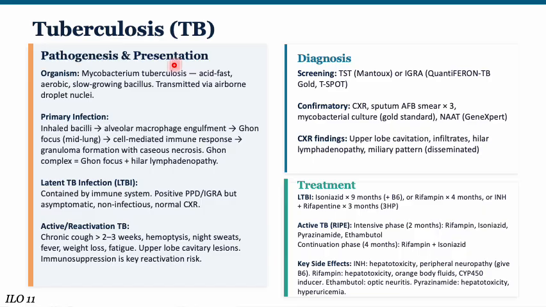I do want you guys to understand the importance of TB. Again, we touched on it some in the infectious disease module. The pathogenesis is Mycobacterium tuberculosis. It's an acid-fast, aerobic, slow-growing bacillus. It's transmitted via an airborne droplet nuclei.